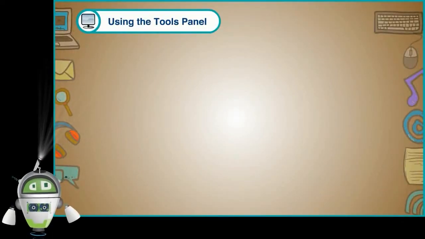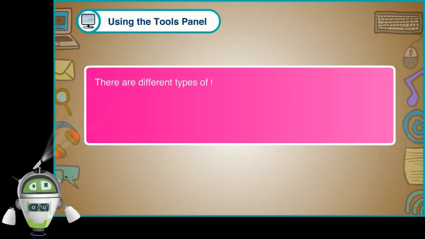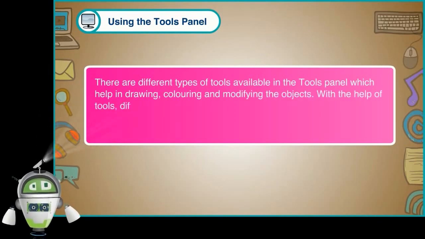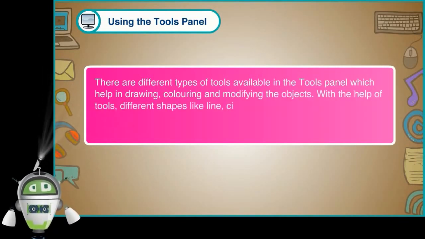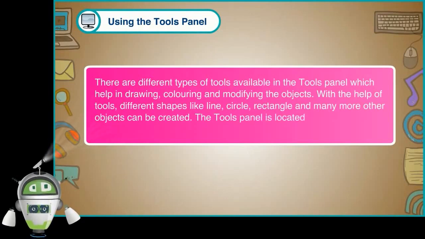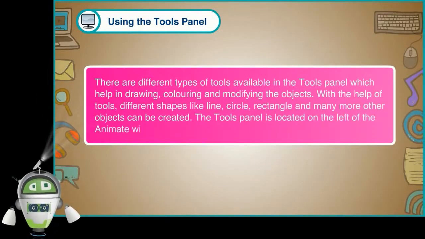Using the Tools panel. There are different types of tools available in the Tools panel which help in drawing, coloring and modifying the objects. With the help of tools, different shapes like line, circle, rectangle and many more other objects can be created. The Tools panel is located on the left of the Animate window.